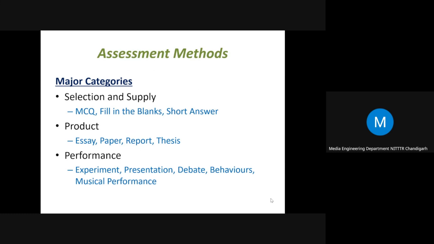Yesterday, we saw that we need various types of assessment methods when we want to calculate the CO attainment or PO attainment. So we first need the assessment scores. That assessment is done by various kinds of methods, which can be direct as well as indirect. Broadly, we can classify our assessment methods into three categories. The first classification is selection and supply type.